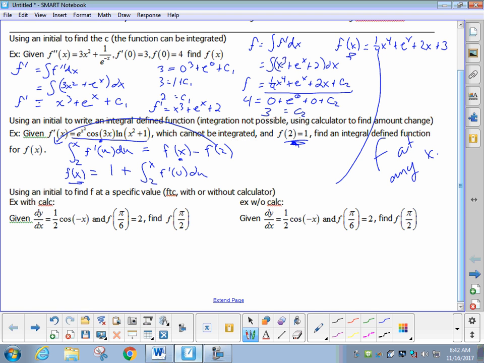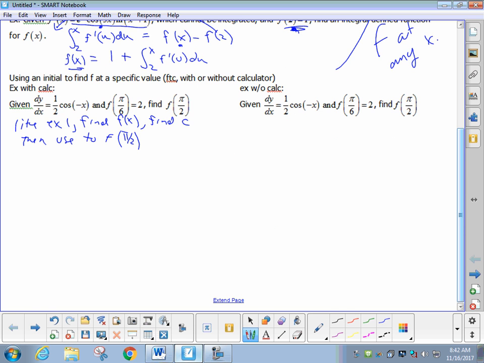If you wanted f specifically at a number, well, then you can do things a little differently here. Say you had dy dx is 1/2 cosine of negative x, and f of pi equals 6. You wanted f of pi over 2. No calculator. One way to do it is like we did in the first example. Find f of x, find c, and then just use that to find f at pi over 2. Once you have f of x, you can find whatever you want. You can find f of pi over 2 if you want to. You with me? So it's going to look like the first one with one extra step.